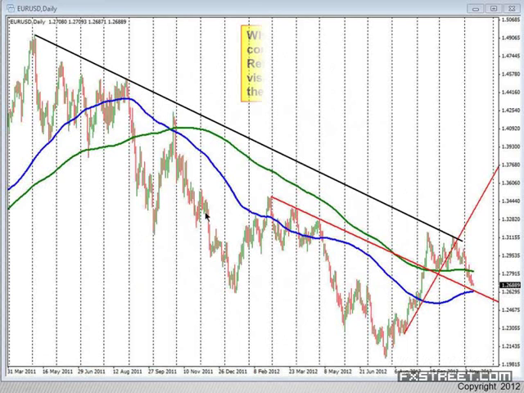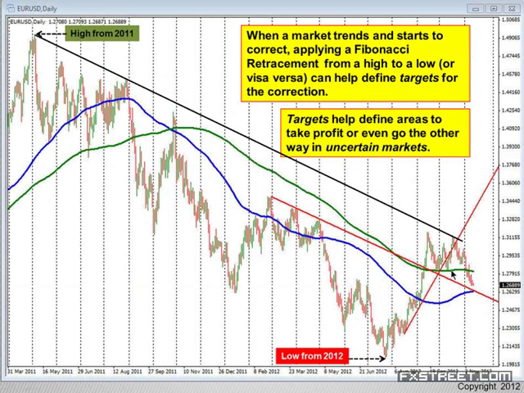So if I go back, here's our levels that we just traded in this uncertain environment where the market doesn't know which way it wants to go, or it's starting to trade in an uncertain environment at this point right here. What I want to know is where are we going?